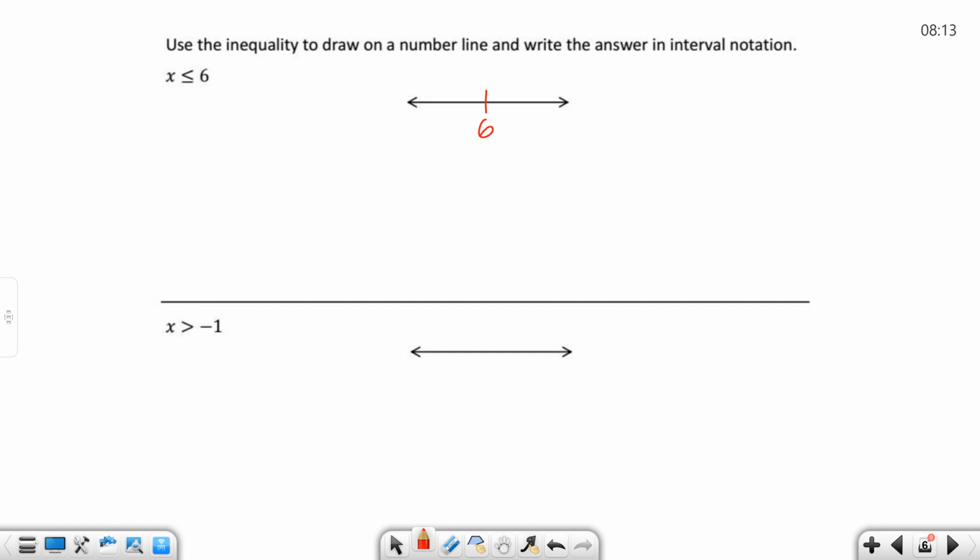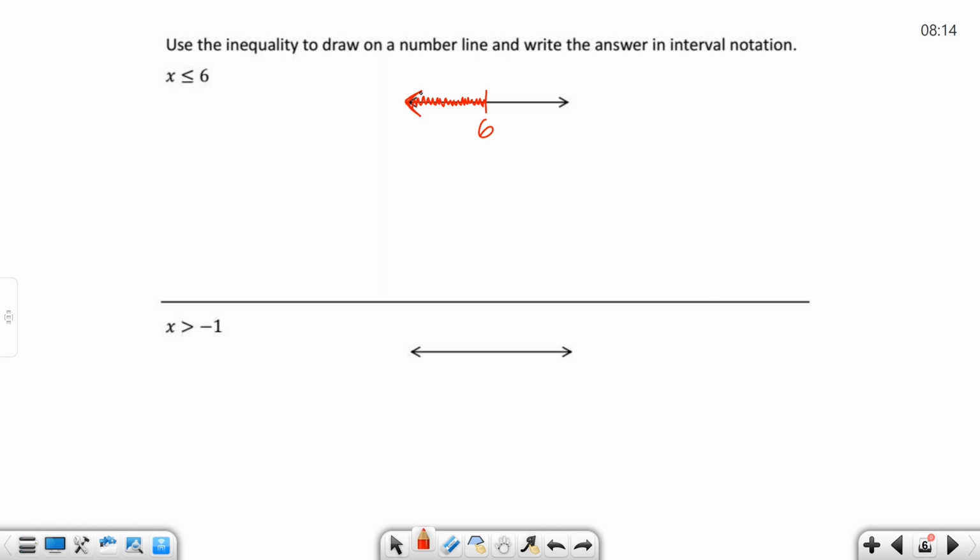All right, so here we got this. We're going to say 6. I only care about 6. It's the only number I care about. All right, I only care about the number 6. So just mark 6 on my number line. This says less than or equal to. Which way is less than? Less than is to the left. So I'm going to shade out here to the left.